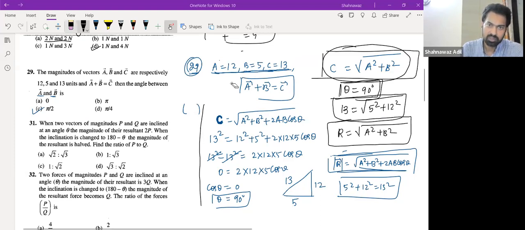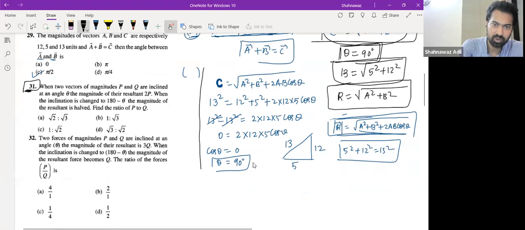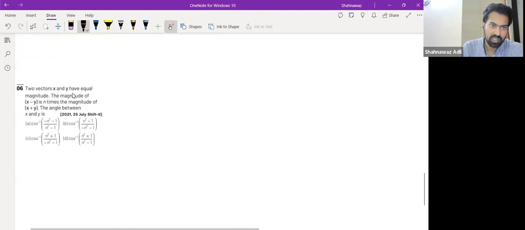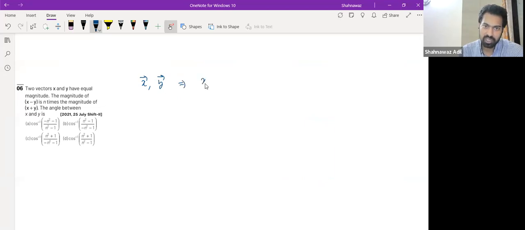Okay, so let us do an actual problem from JEE, and then I will come again to this part. So we have two vectors x and y which have equal magnitude, right? So we have this x vector, we have this y vector. The magnitudes of x and y are equal. This is given, right, guys? So let's assume that this is A. Is this clear, guys?